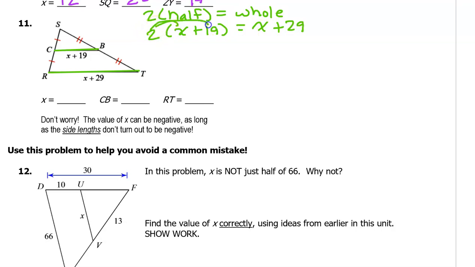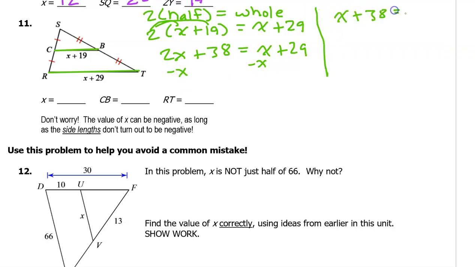A little distributive property right here. And this is going to be 2x plus 38 is equal to x plus 29. Let's subtract x from both sides. This will give us x plus 38 is equal to 29. Next, subtract that 38 from both sides.